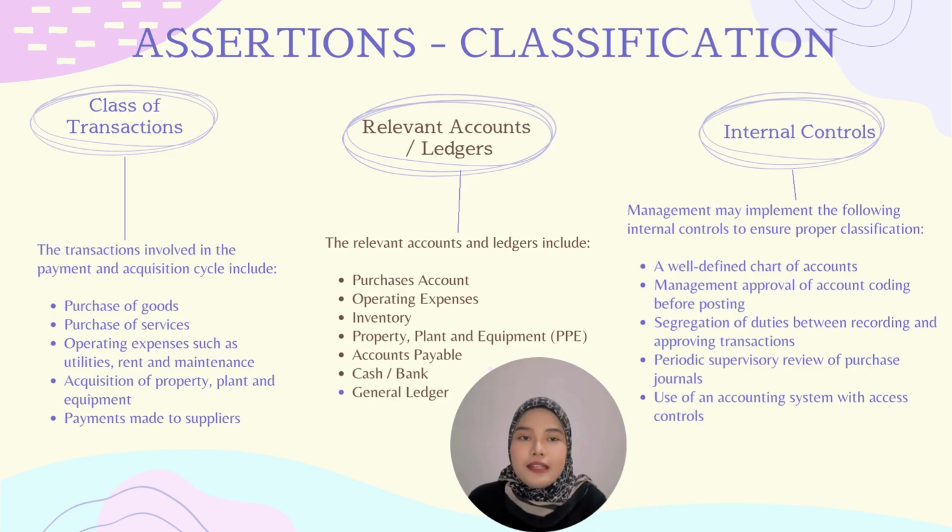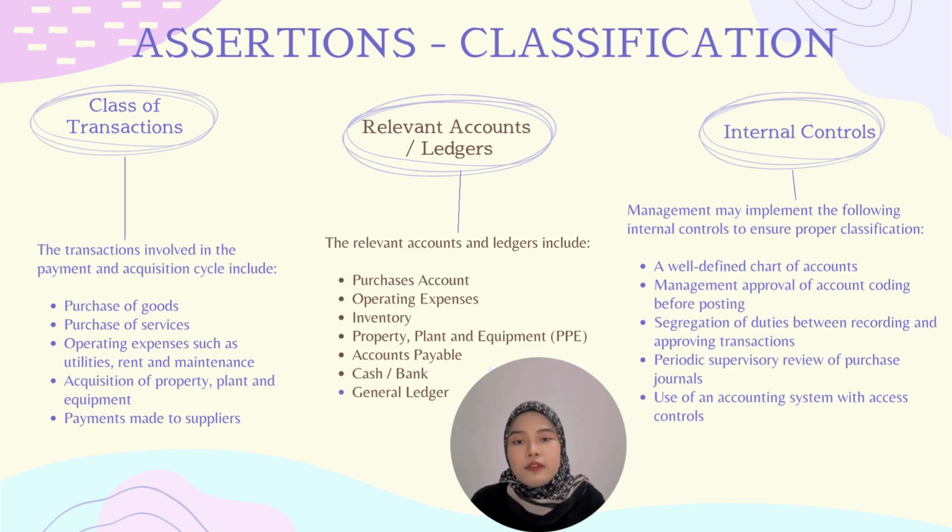Next, the classes of transactions involved include purchase of goods, purchase of services, operating expenses, acquisition of assets, and payments to suppliers. The accounts relevant to these assertions are purchases, operating expenses, inventory, property, plant and equipment, accounts payable, cash, and the general ledger. To ensure proper classification, management implements internal controls such as a clear chart of accounts, approval of account coding, segregation of duties, and supervisory review.